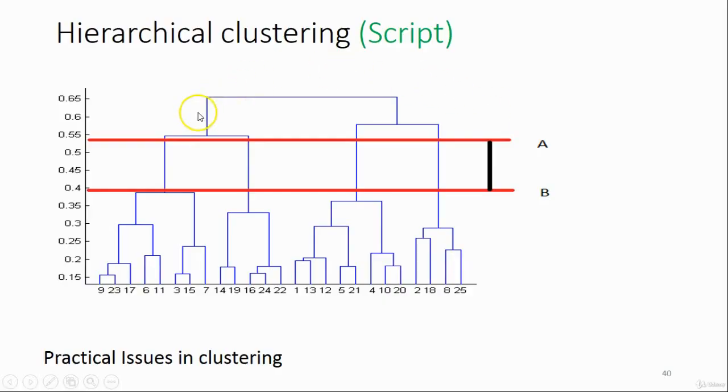Once this kind of structure has been formed, you want to find out, as per my data, what is the number of clusters I have. So you try to draw two horizontal lines like this that should not cut any other horizontal line, and they should have the maximum distance between them. Then you see how many vertical lines it is crossing. That is the ideal number of clusters for you.